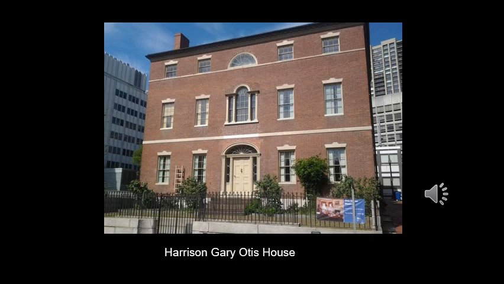Okay, this is Harrison Gray Otis House. It is a good example of a frame construction. It is located in Boston. It's a simple, clearly articulated exterior brick clad frame, has 5 window bays, and it's a stylistic standard for the city.